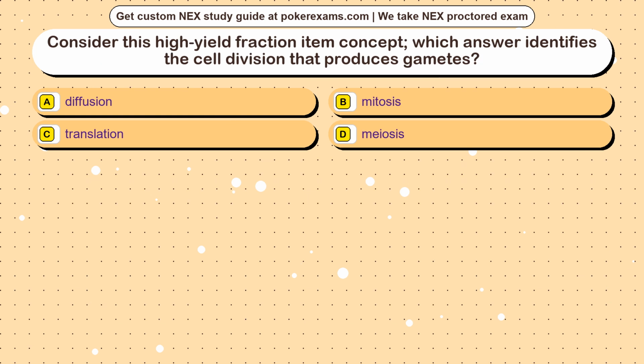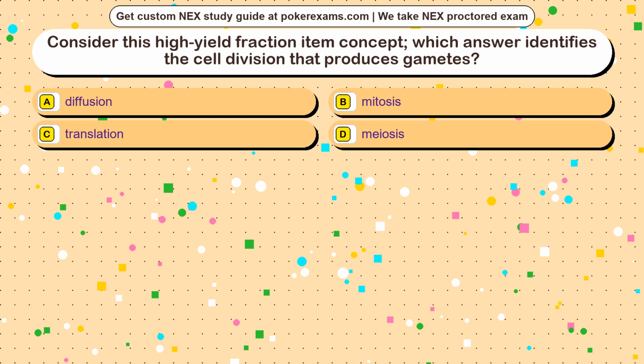Question 18. Consider this high-yield fraction item concept. Which answer identifies the cell division that produces gametes? Option A, diffusion. Option B, mitosis. Option C, translation. Option D, meiosis.